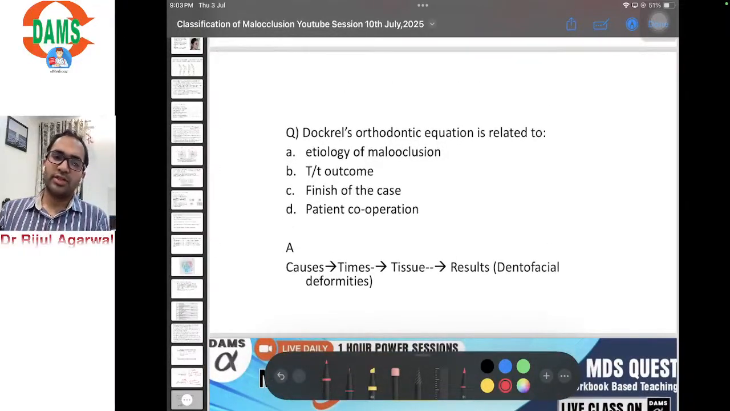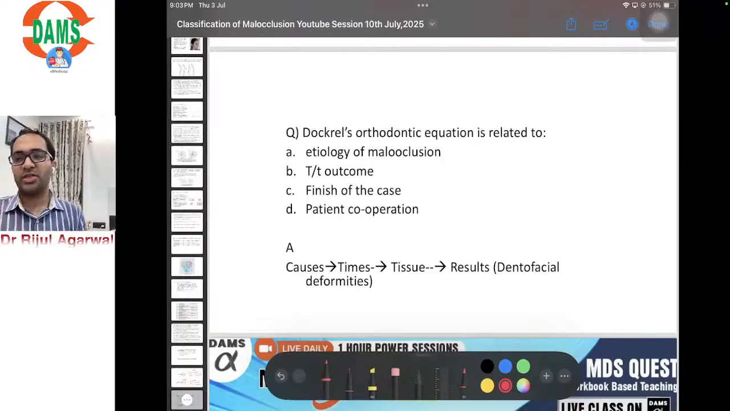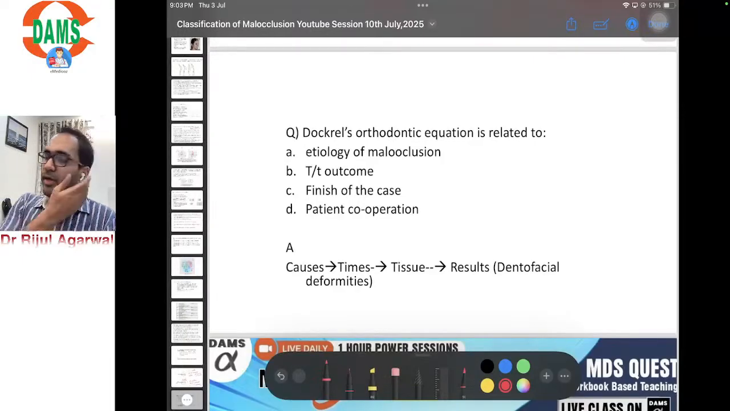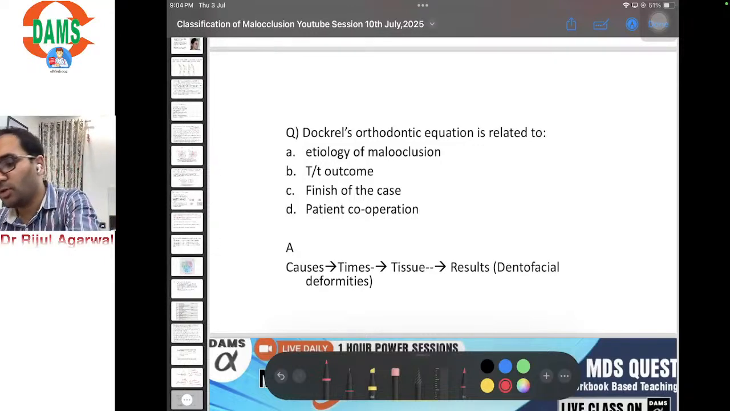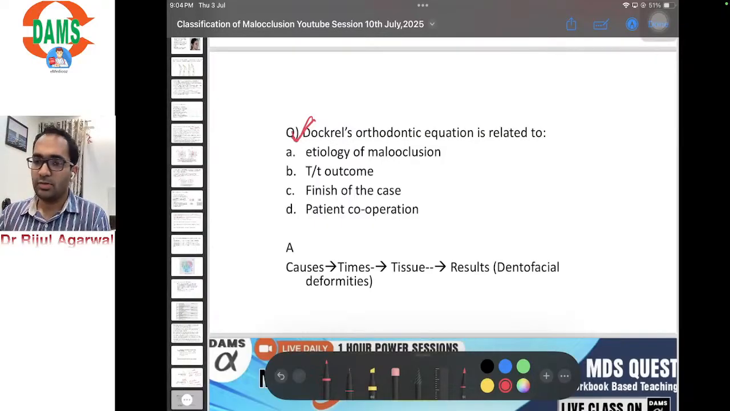Again, a question: Dockrell's orthodontic equation is related to etiology of malocclusion, treatment outcome, finishing of the case, or patient cooperation. It is related to the etiology of malocclusion. Just remember this. What does it say? That cause, time and tissue result in the dentofacial deformity. So it is related to the etiology of malocclusion. Just remember this name, Dockrell's orthodontic equation.